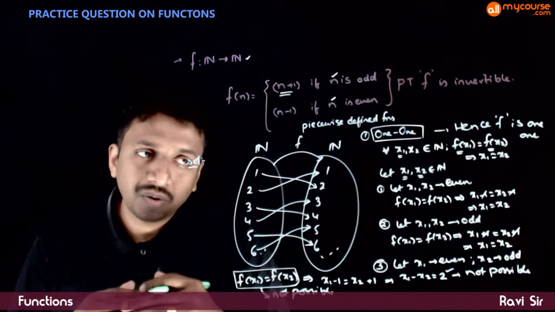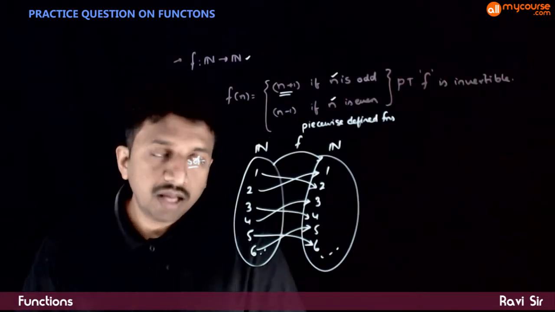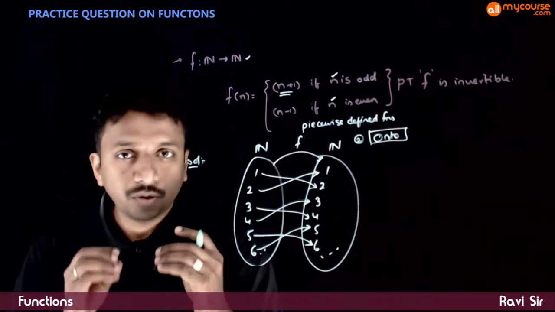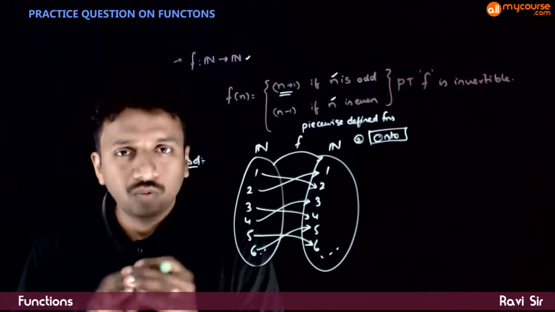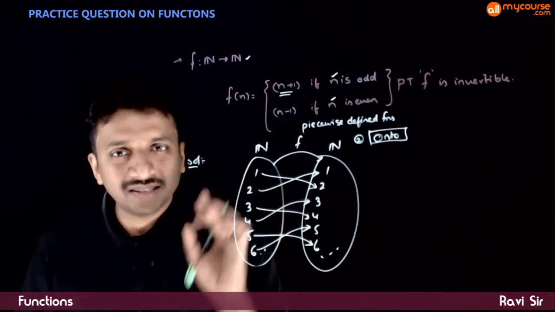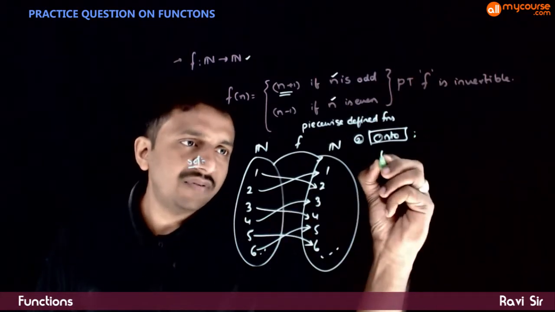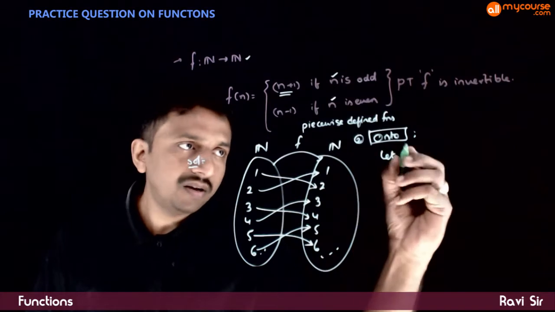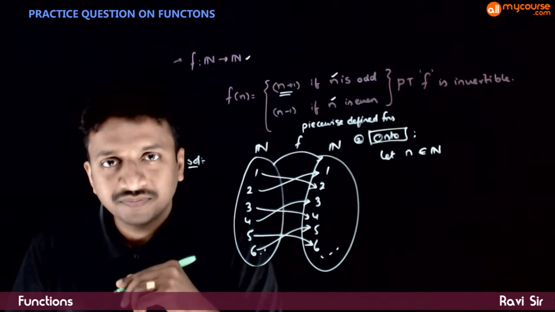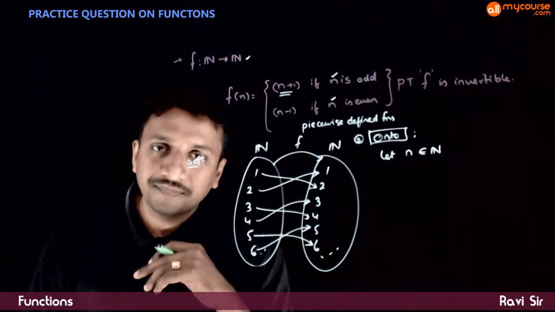Now, let us go forward and prove the onto nature of this function. Now, the proof for onto nature. To prove that a function is onto, what should you prove? For every y belonging to the second set, there is at least one x in the first set, such that f of x is equal to y. So, we'll start with: let a number n belong to the set of natural numbers, which is the codomain.